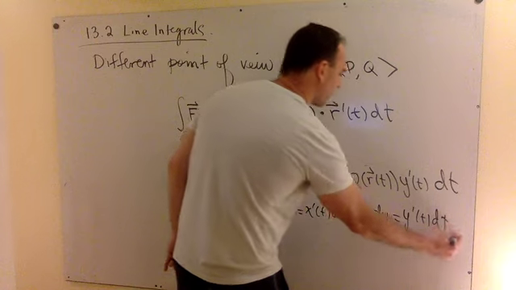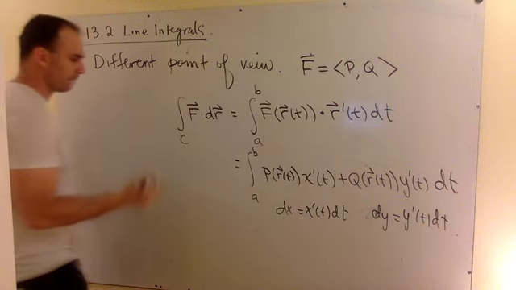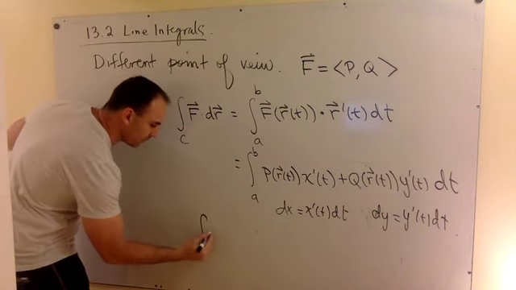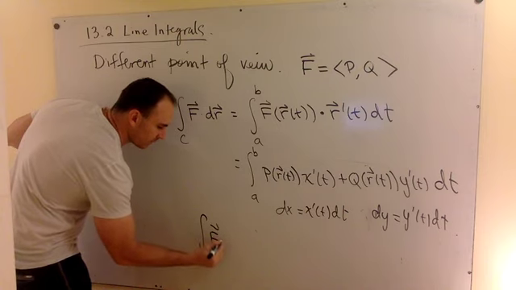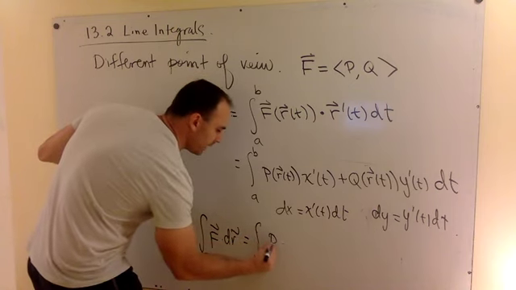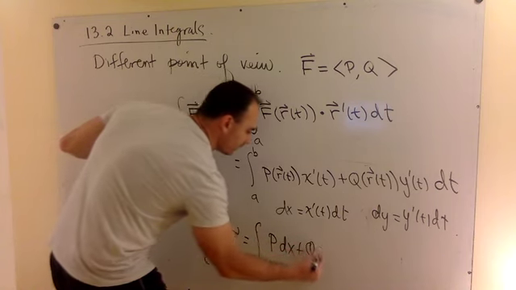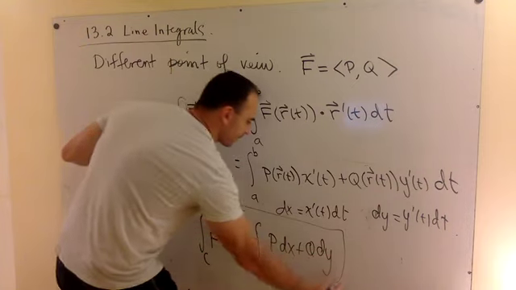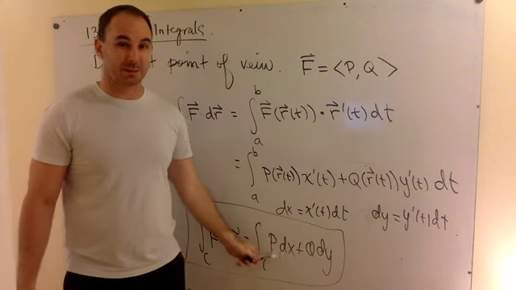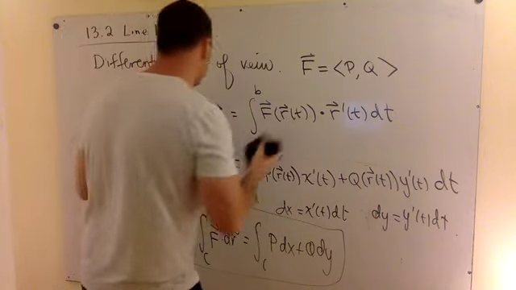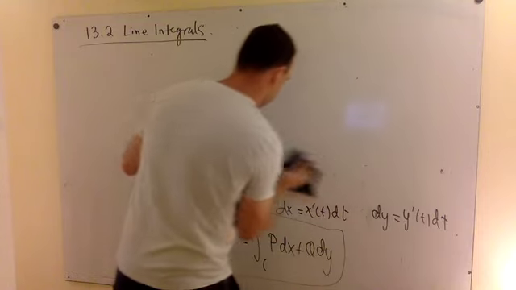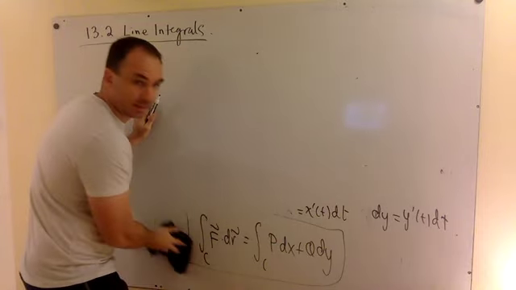And so it's really nothing but a different way of viewing this. An alternative way to do it is to write it like so. You write P dx plus Q dy. And this is actually the way I like to write them. And so let me go back to that previous example we did and compute it with this language.